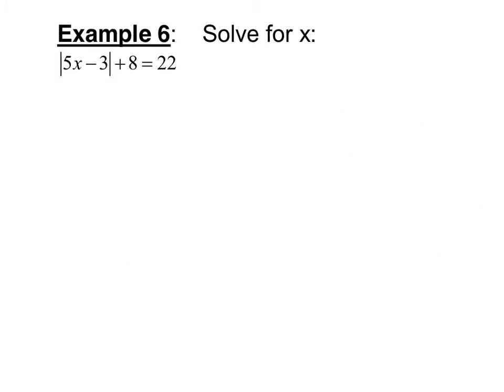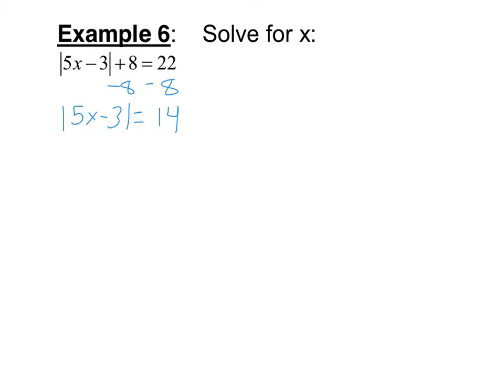Okay, so this is what I was talking about. See how this plus 8 is on the same side as the absolute value, but it's not inside the absolute value symbols? That means we got to get rid of this before we do anything. So subtract the 8. You get absolute value of 5x minus 3 equals 14.